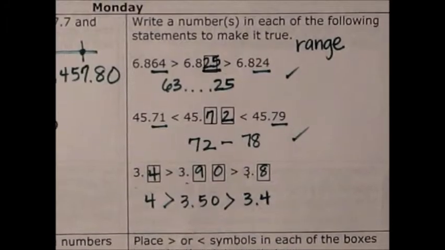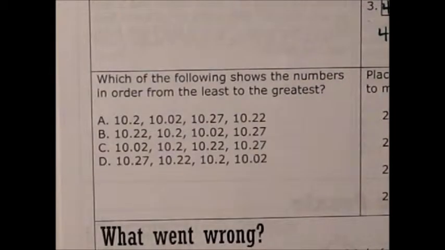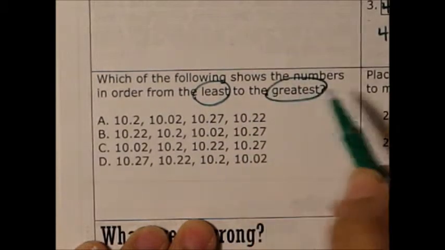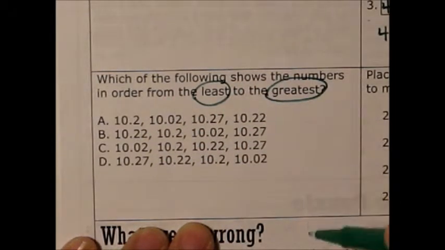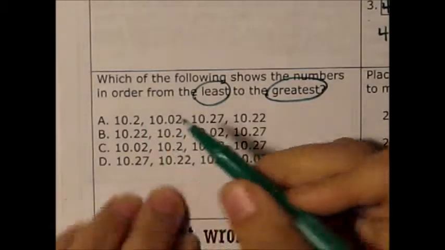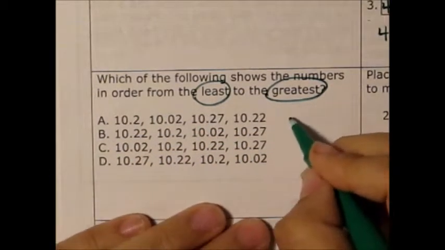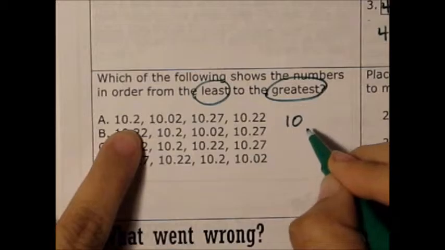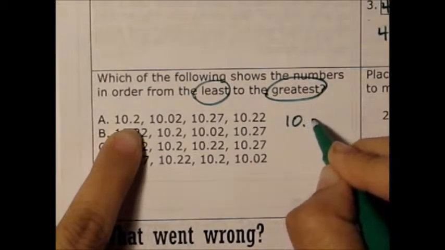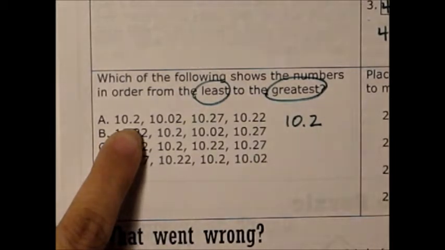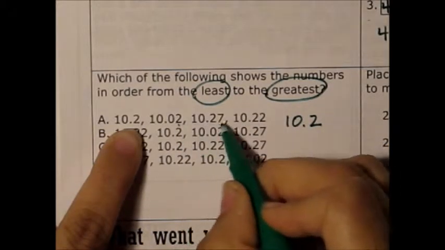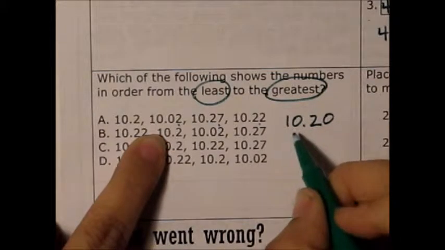Okay, let's move on to our third problem. Which of the following shows the numbers in order from least to greatest? So I'm doing least to greatest. I'm just going to write out the numbers to the side and pick them from A. I see 10 and 2/10, and I see that these go all the way to the hundredths, so I'll put my imaginary 0 and then continue to write them.